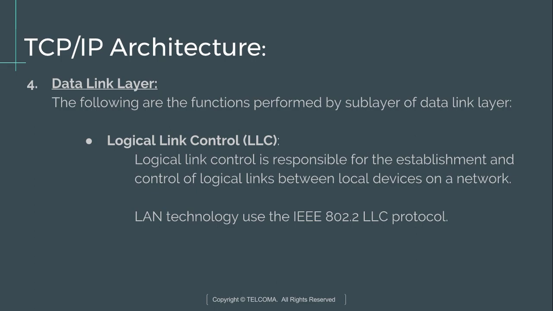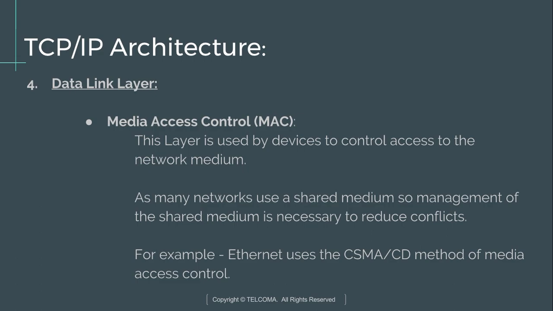Next are the sublayers of the data link layer. Logical Link Control, LLC, is responsible for establishment and control of logical links between local devices on a network. LAN technology uses the IEEE 802.2 LLC protocol. And then the other sublayer is Media Access Control, MAC. This sublayer is used by devices to control access to the network media. As many networks use a shared medium, management of the shared medium is necessary to reduce conflict. For example, in Ethernet, we use the CSMA/CD method of medium access control, so that no conflicts occur in the network.